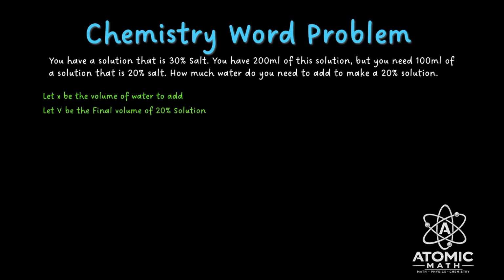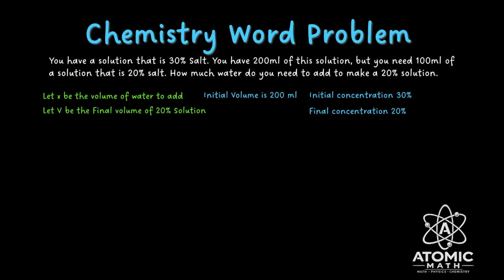We know that when we add that water to the 200 mils, we're going to have a final volume that's something different. So let V be the final volume of our 20% solution. We also know that the initial volume of the 30% solution is 200 mils, and that the concentration is 30%. And we also know that the final concentration has to be 20%.